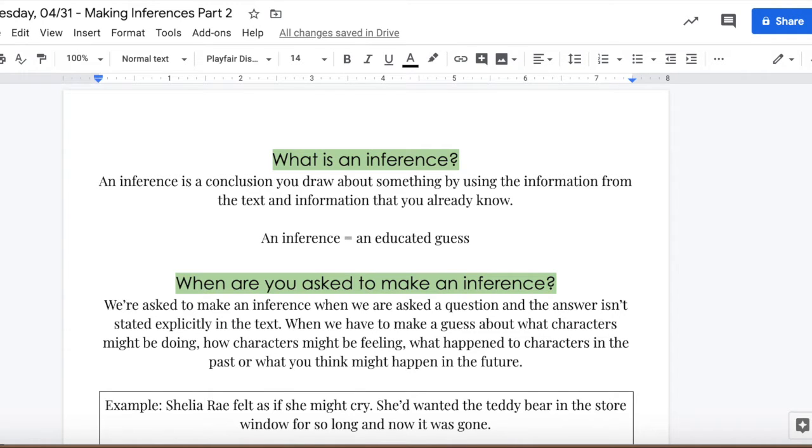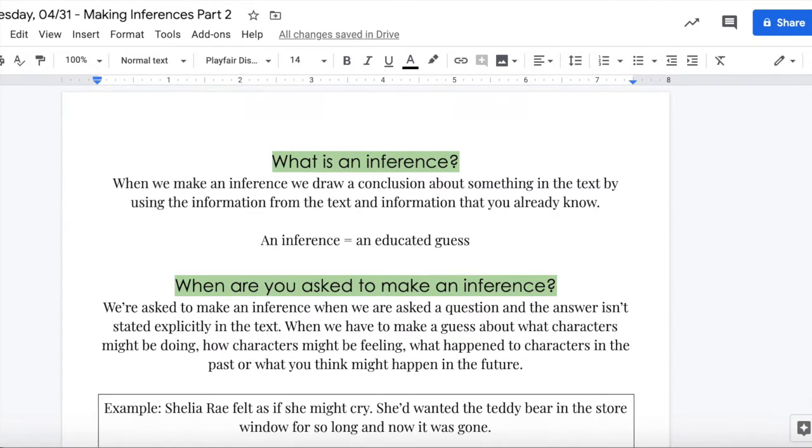I also noticed, however, that there were some Kipsters who were really struggling and got a lot of feedback from me on their Google Doc assignment from last week. I gave you feedback as to why the answers that you chose were not correct. So I want to give us another chance to revisit what an inference is, learn how you make a smart inference in the correct way, and then give you another chance to go through 10 questions and answer them by making an inference. Okay?